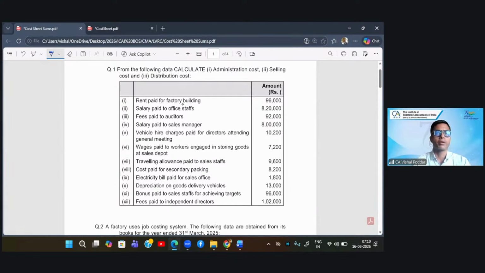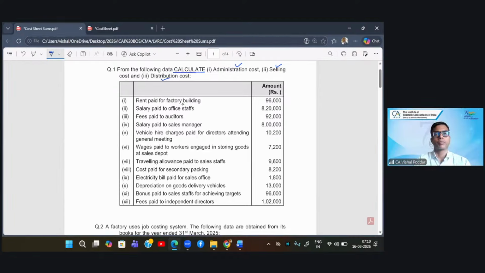Rather, here, they want from you different components of cost. Now, what they want you to calculate from the given data is the three types of cost, or the three functional costs. One is the administration, the selling cost, and the distribution cost. Now, interestingly, they have segregated selling and distribution.